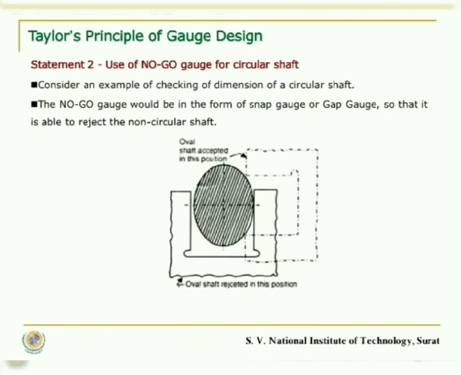But when the shaft is rotated, and the position is shown by the full line of the gauge, then at that position the shaft enters into the no-go gauge. It means it goes into it, and hence the feature is smaller than the tolerance limit. So naturally it has to be rejected.